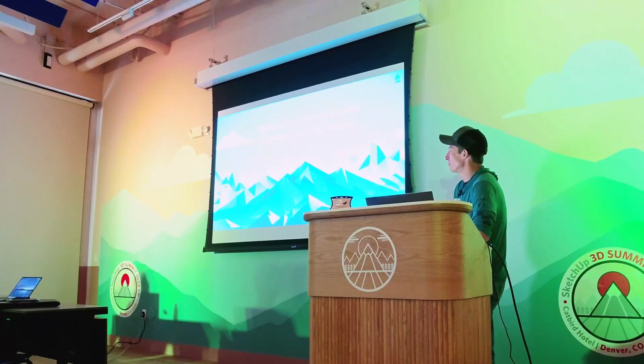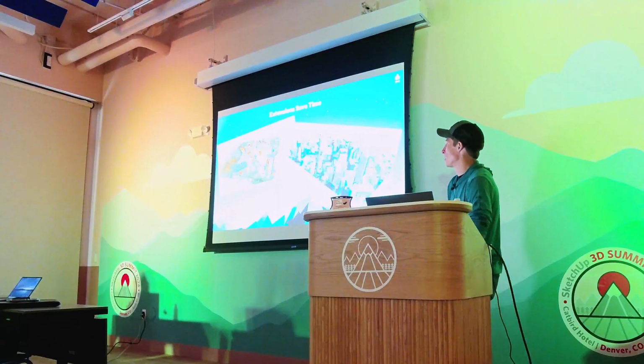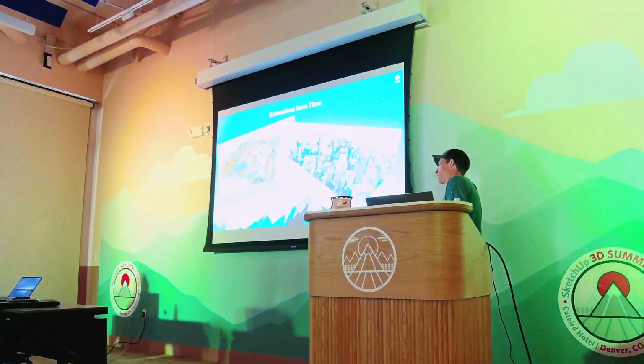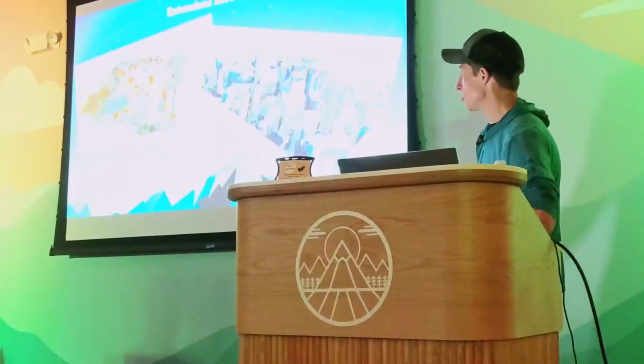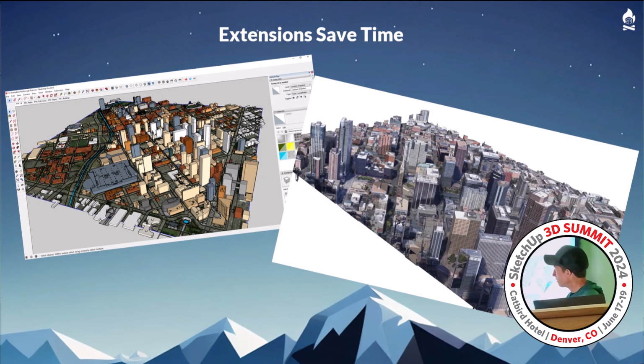Okay, cool. Extensions are basically Ruby script files that you install in SketchUp that do different things. There are extensions for everything from making the way that you select things more efficient to creating full cities. For example, this is Denver, using an extension called Placemaker. I've talked with a couple people in here about Placemaker, I think.